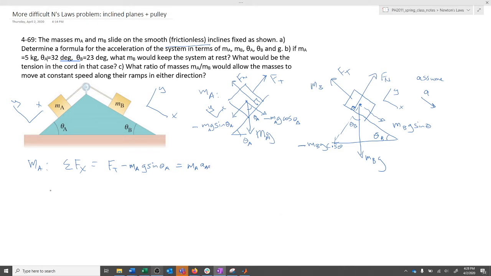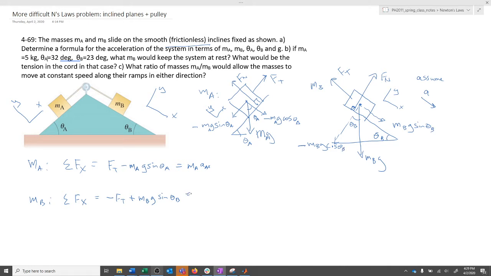All right, and then if we look at m_B, the sum of the forces in x for m_B, what do we have? Well, we're going to have negative tension force. Notice the tension is to the left in this coordinate system. We would have positive m_B g sine theta_B. Just put in B's over here.